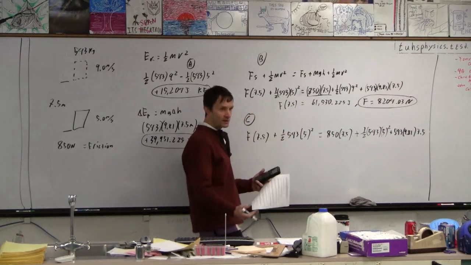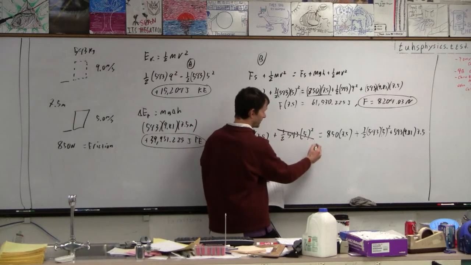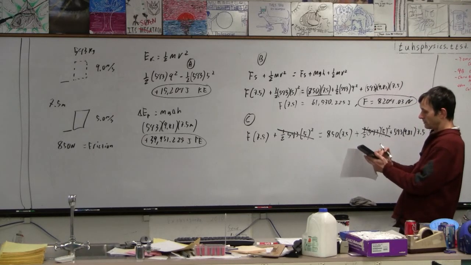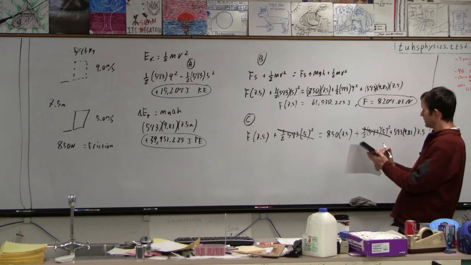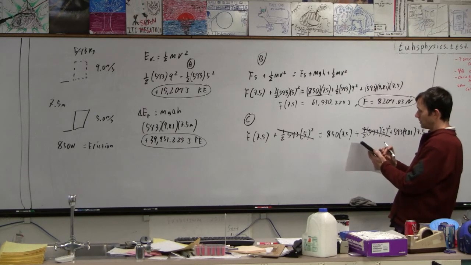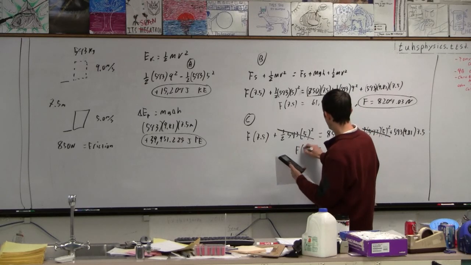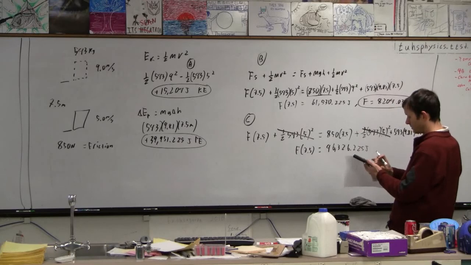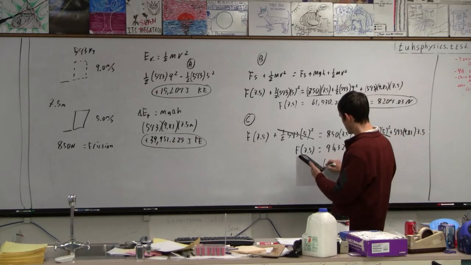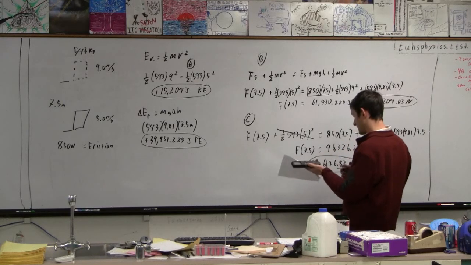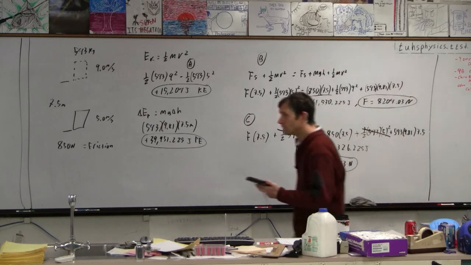Now notice something special here. The kinetic terms cancel, since they're the same on both sides. So basically it's going to be 850 times 7.5, plus 543 times 9.81 times 7.5. And that's 46,326.225 joules, which is force times 7.5. If I divide that by 7.5, I get, ta-da, the answer there.